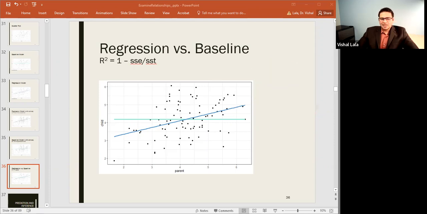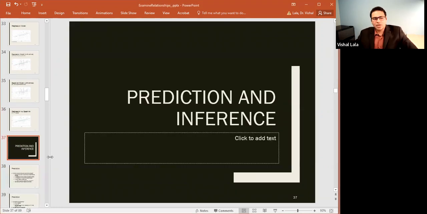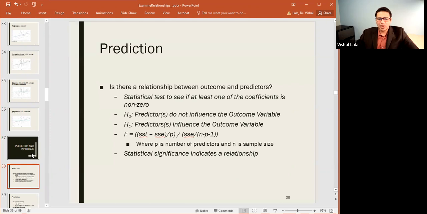Okay, so with that behind us, let's go into examining a bit more about regression. Specifically, we'll examine the twin goals of regression: prediction and inference. There are situations where you care a lot about prediction, and situations where you care a lot about inference. Prediction is just that. It's about predicting the outcome variable using a bunch of predictors. Under prediction, here's what we do. We answer the question, is there a relationship between the outcome and predictors? We conduct a statistical test to see if at least one of the coefficients is non-zero in the case of multiple regression. And so our hypotheses look as follows.